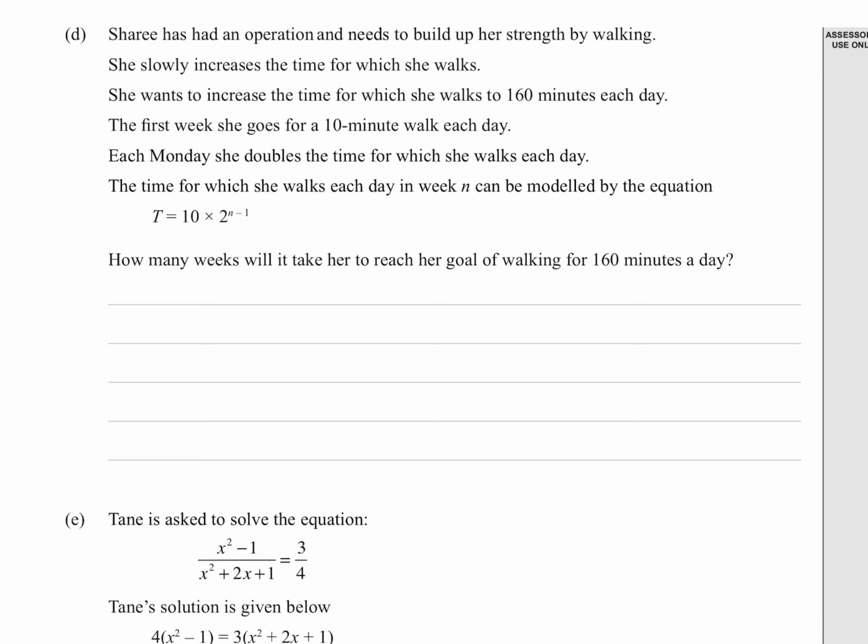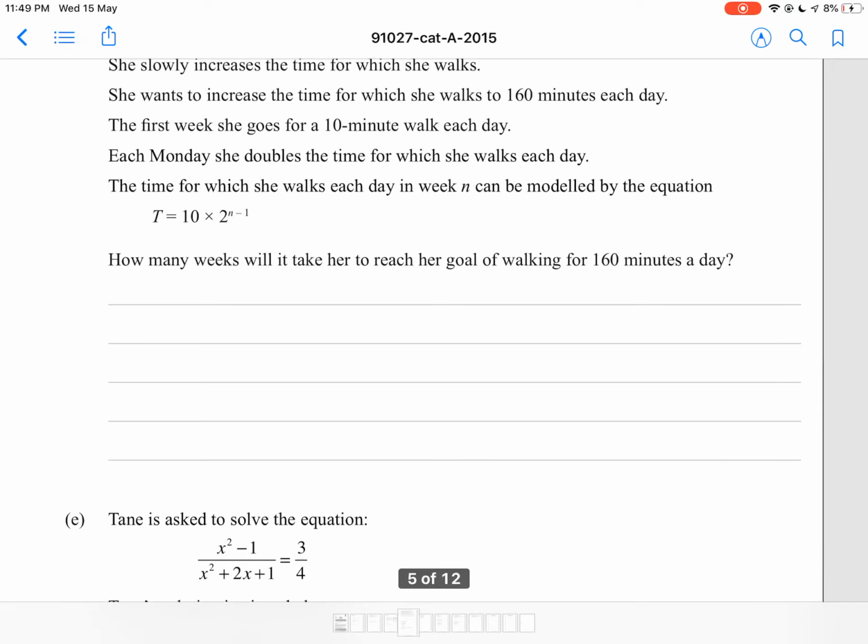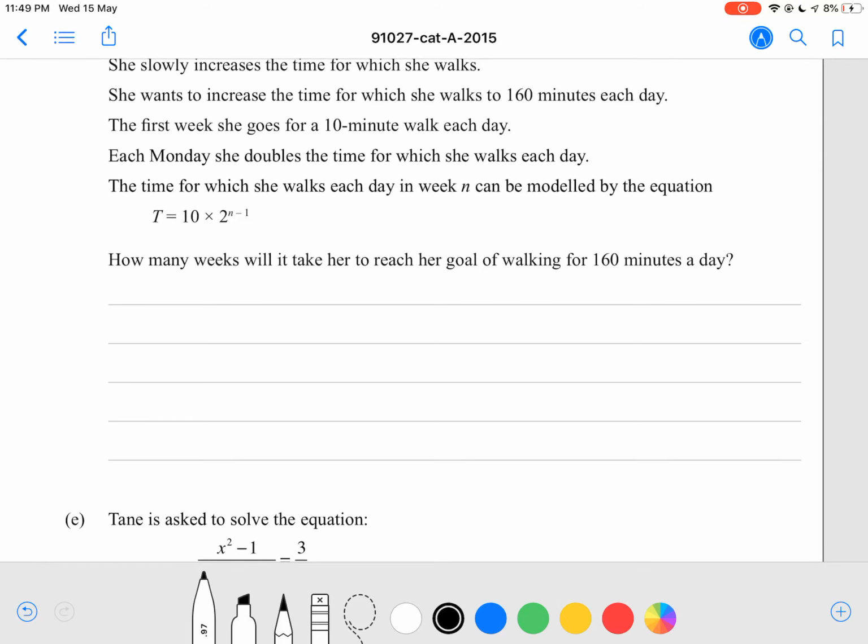The time for which she walks each day in week n can be modeled by the equation t equals 10 times 2 to the power of n minus 1. How many weeks will it take her to reach her goal of walking 160 minutes a day? So basically we substitute t equals 160, because we want to find out how long it will take to reach 160. So we say 160 equals 10 times 2 to the power of n minus 1.